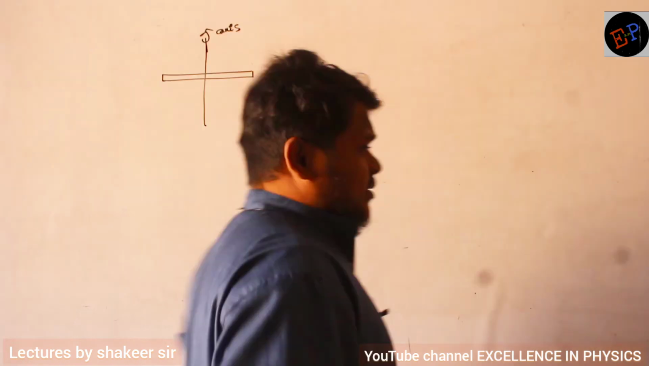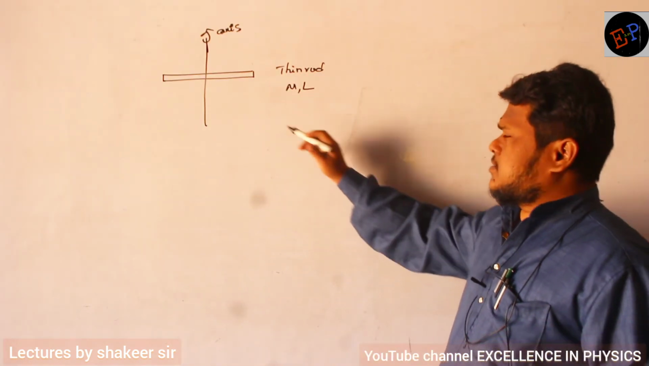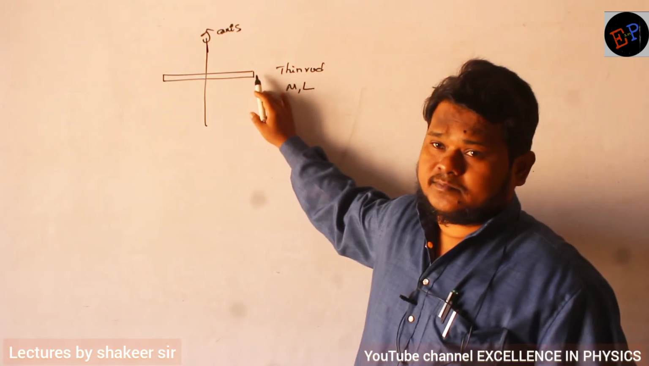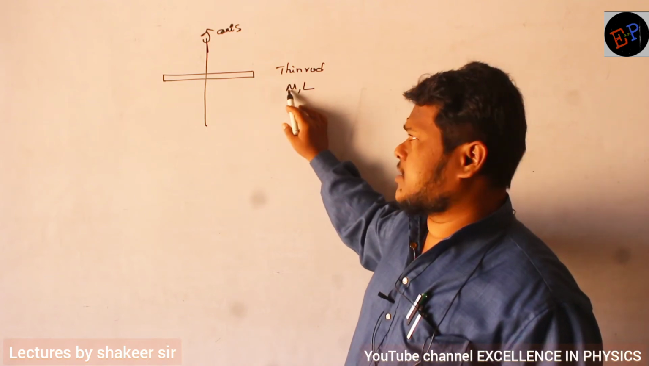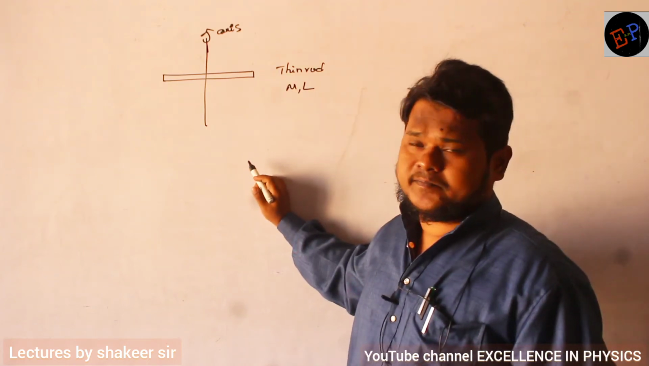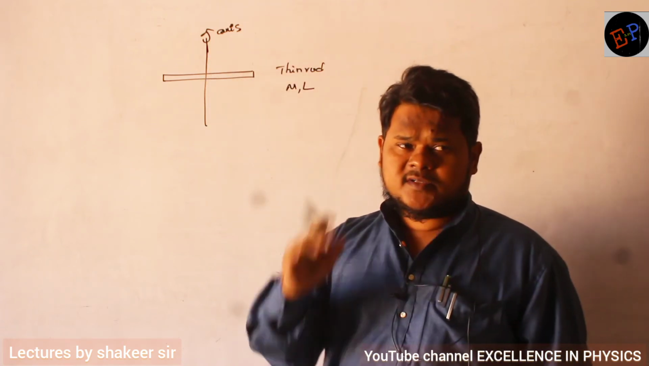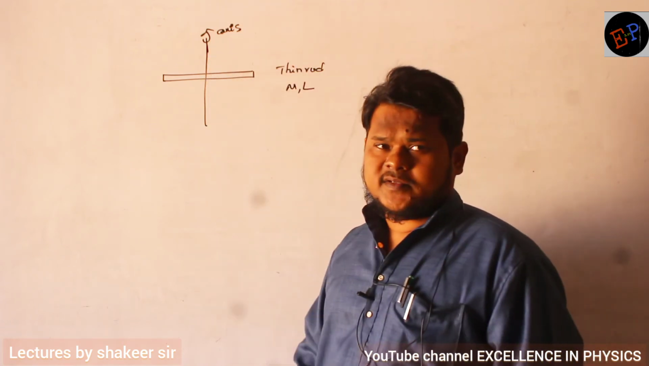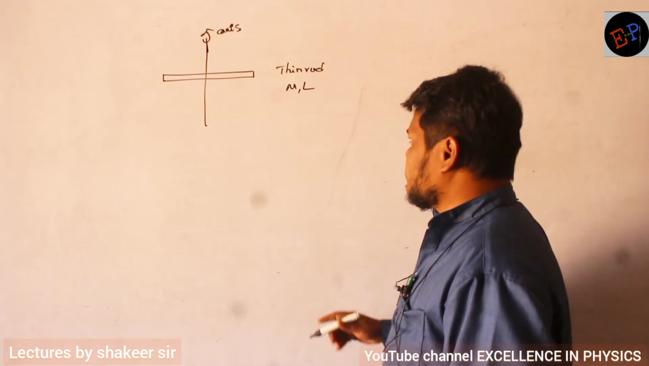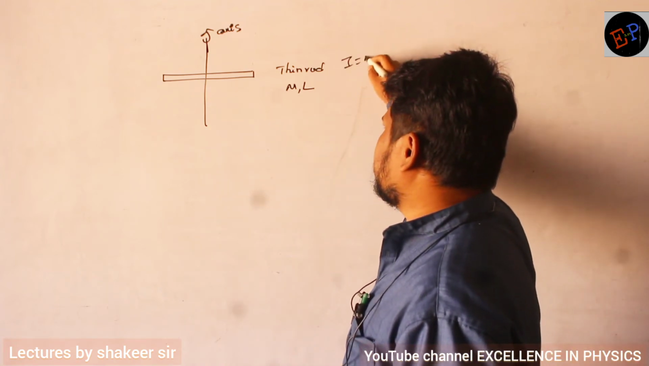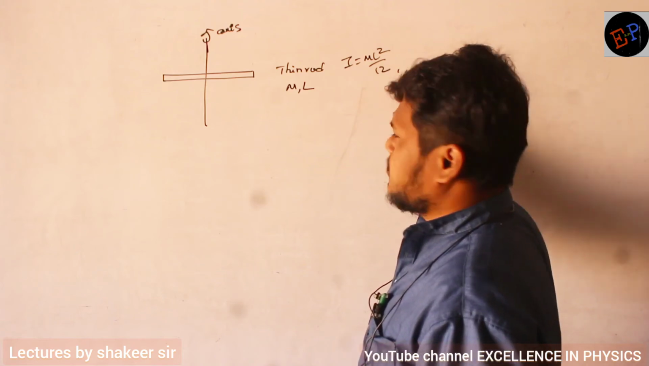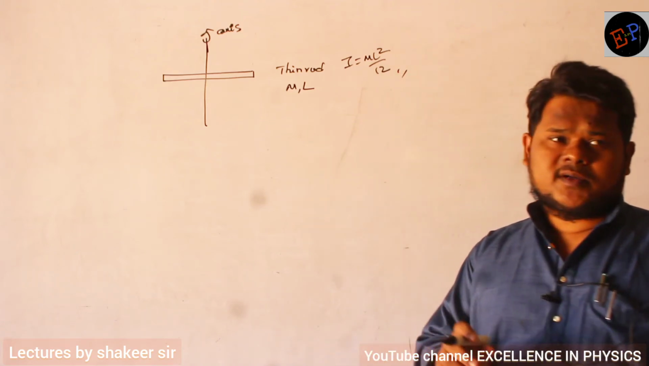That's it. Here, this is a uniform rod. Mass of the rod is capital M, length of the rod is L. Axis is passing through the center of the rod and it is perpendicular to the length of the rod. Then in this condition, what is the moment of inertia? I is equal to ml square divided by 12. Just we have written the equation, ml square by 12.